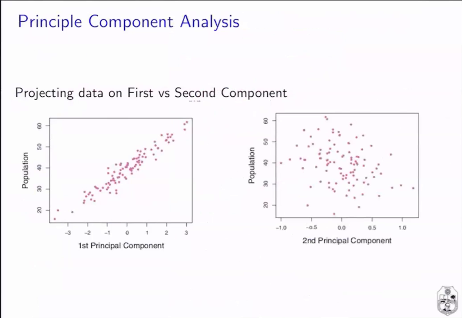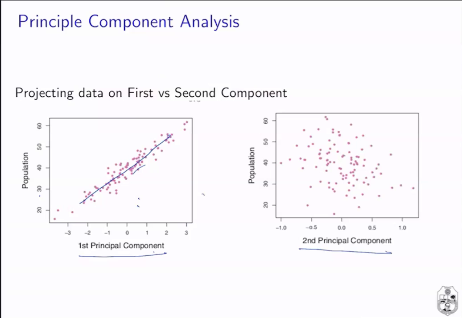Now see here, when I plotted the population data against the first principal component and the second principal component, I will get two different scatter plots. So this is the first scatter plot in which the relationship between the first principal component and the population is very strongly defined. See here. Whereas in case of the second principal component, the variation is weakly defined.